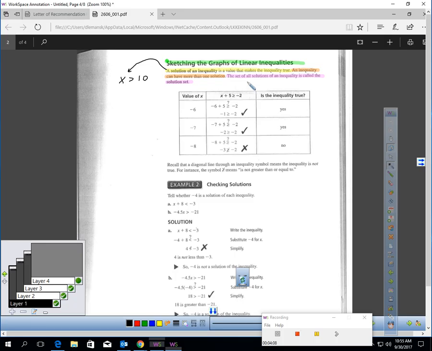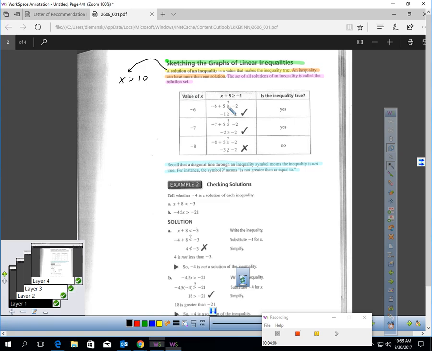The set of all solutions of an inequality is called the solution set. So this inequality that I showed you would have a large solution set. There's an infinite number of correct solutions that would be bigger than 10. Okay?